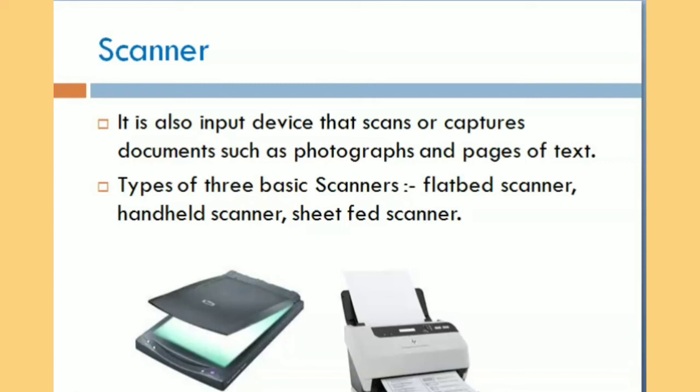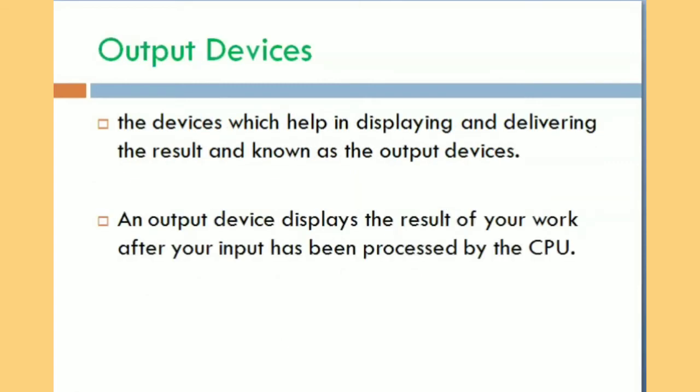First is the flat-bed scanner, second is the handheld scanner, and third is the sheet-fed scanner. So these are the three types of scanners available nowadays. The most popular kind of scanner is the flat-bed scanner, which has a flat glass bed for scanning documents and images. The next is output devices.